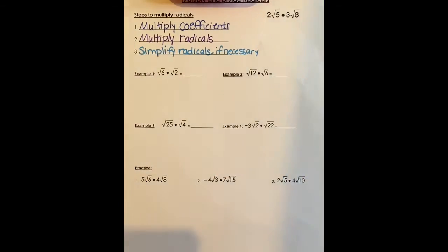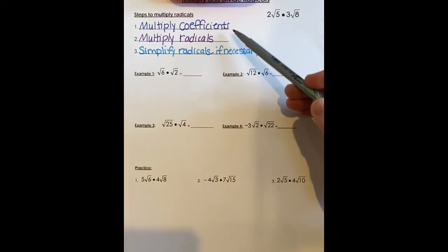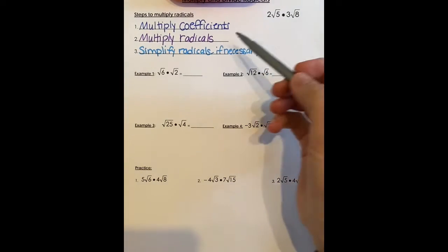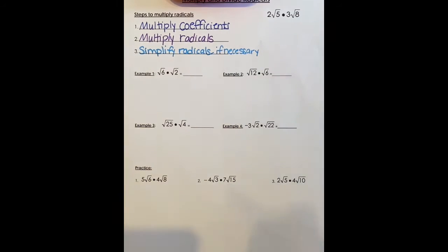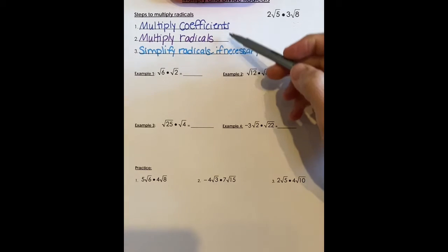So when multiplying radicals, you would multiply the coefficients first, then second multiply the radicals, and then you would simplify the radicals if necessary, meaning if the radical contains perfect square factors, you want to simplify it. So just following the steps that I have here.